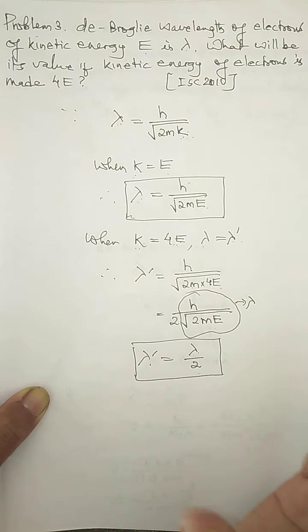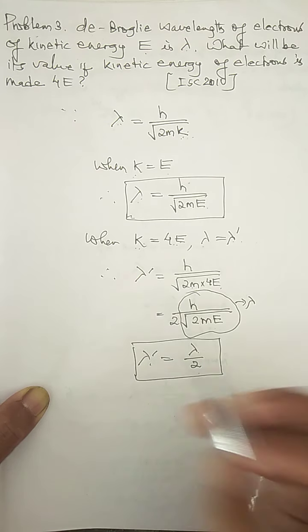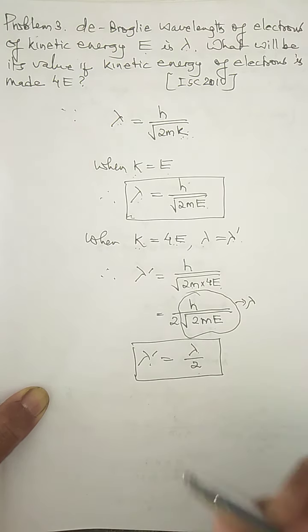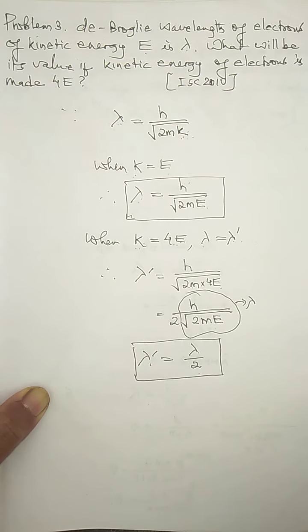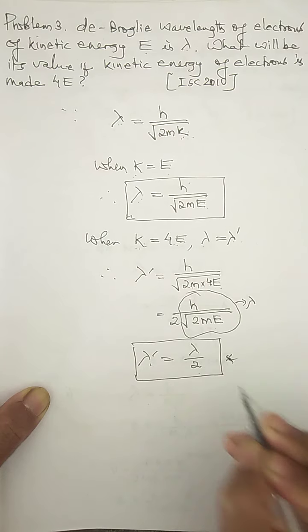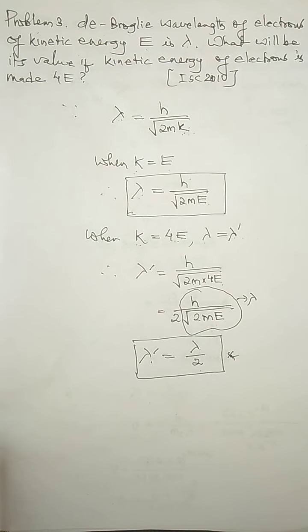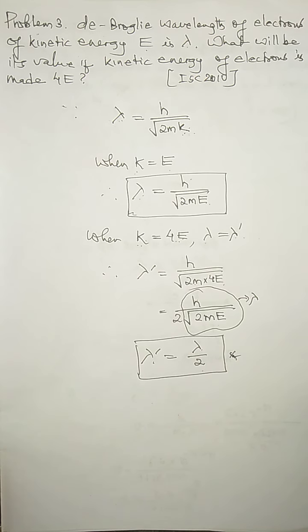So in a simple way, I can make a conclusion saying that the de Broglie wavelength is reduced to half. Meaning when the kinetic energy is increased to 4 times, the de Broglie wavelength is reduced to half. So the answer is lambda by 2. Now children, we solved the last numerical problem from this chapter, and with this numerical problem your chapter Matter Waves is also completed. Meaning we have completed unit number 7 also.